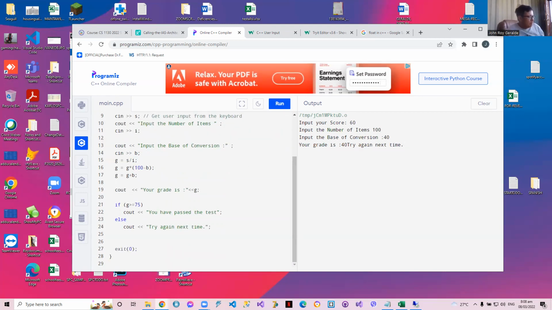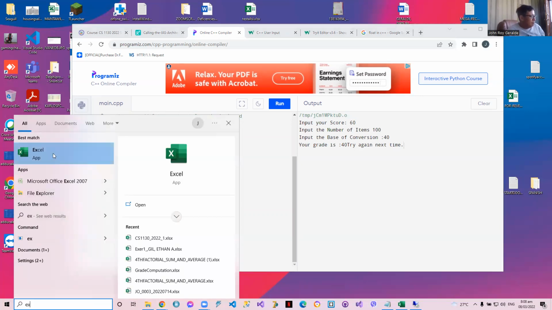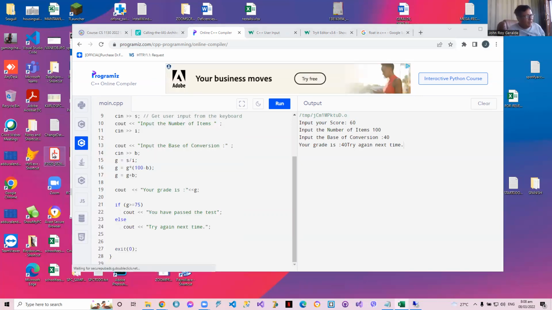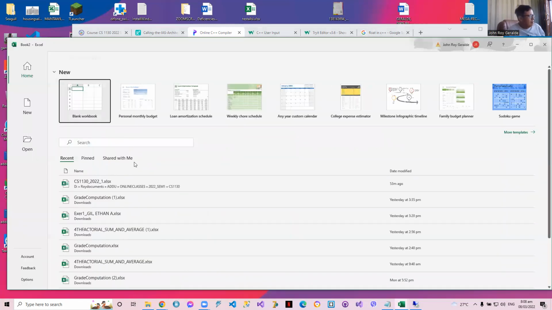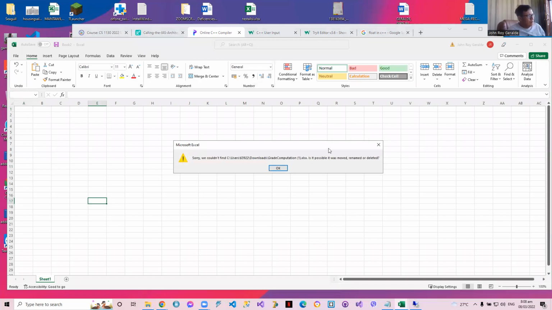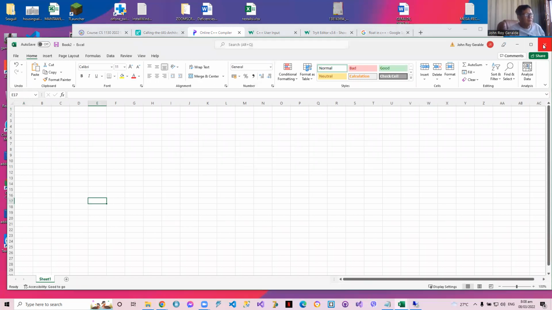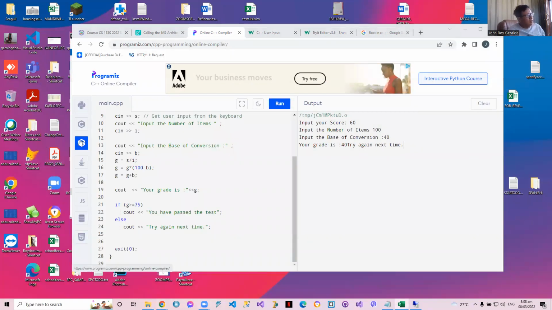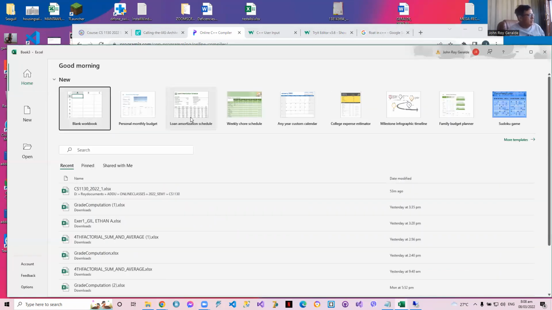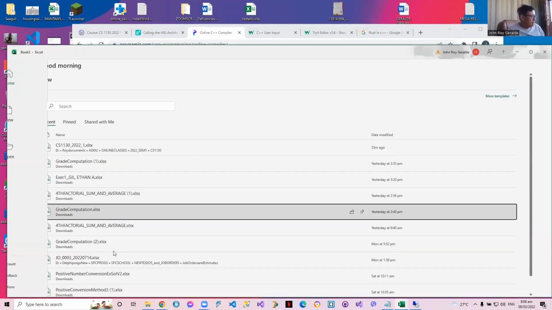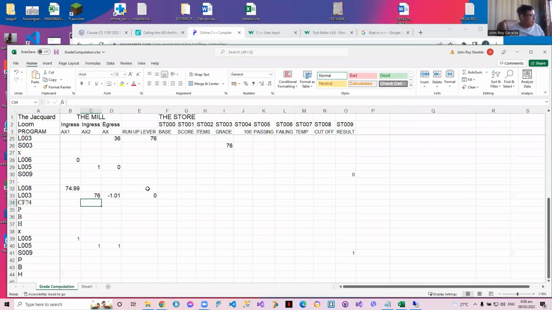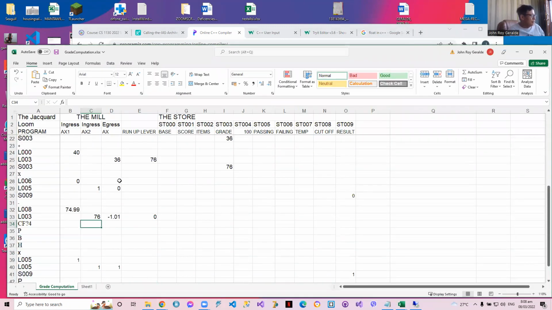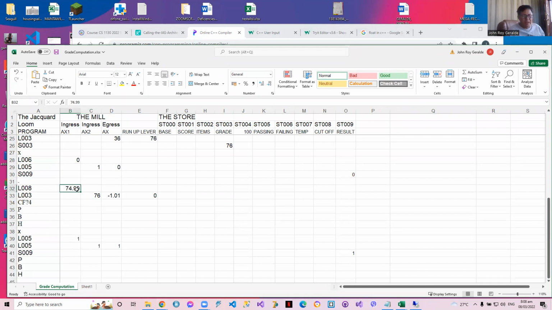In our assignment to be done next meeting. Okay. Although the analytical engine is a very crude machine, it's still considered to be... this is the grade computation, okay, 74.99.